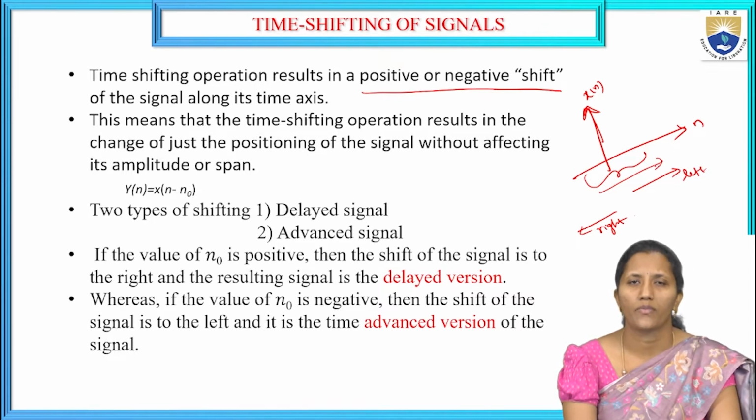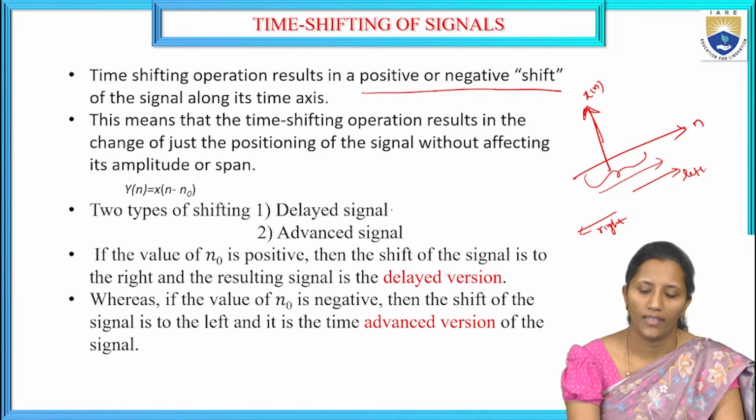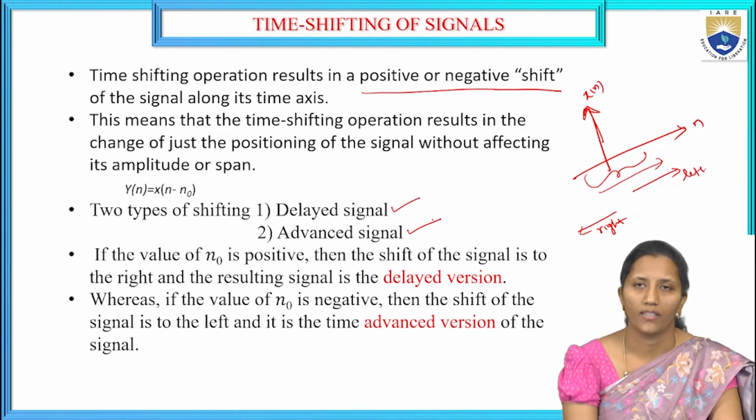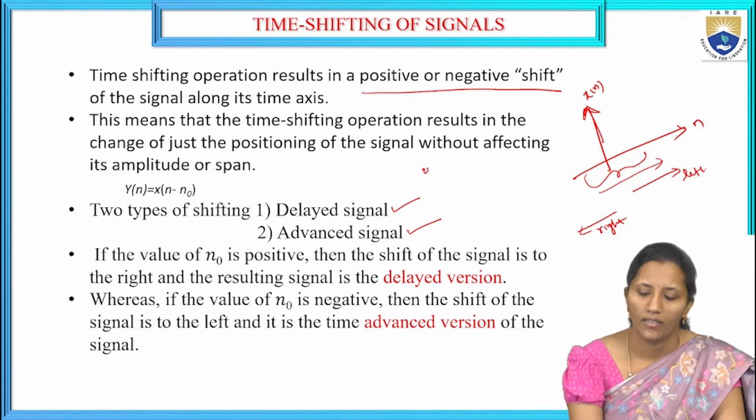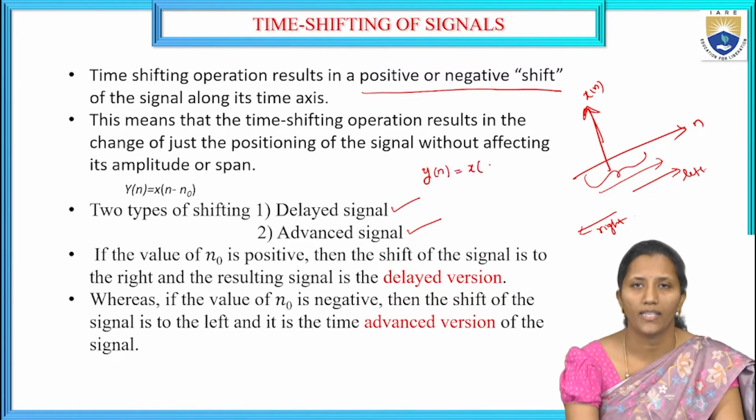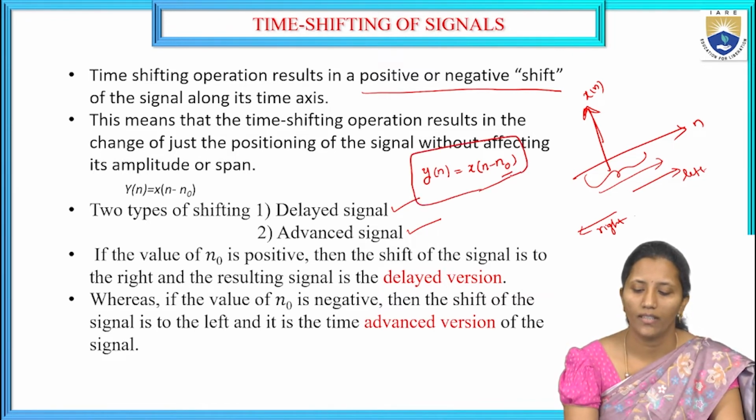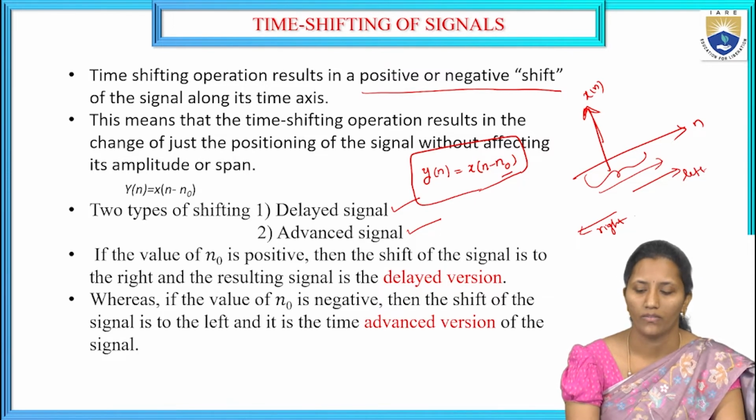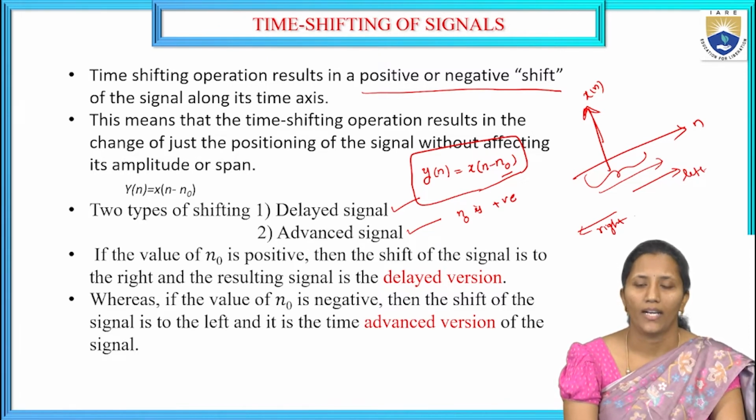So here we have two types of shifting. After shifting, we will get either a delayed signal or an advanced signal. Here I am taking the input as x of n. After shifting the signal by the constant value n naught, it is denoted by x of n minus n naught. So the time shifting of the signal is denoted by y of n equals x of n minus n naught. If n naught is a positive value, then the shift of the signal is to the right side of the original signal. That is called the delayed version or delayed signal of the original signal.